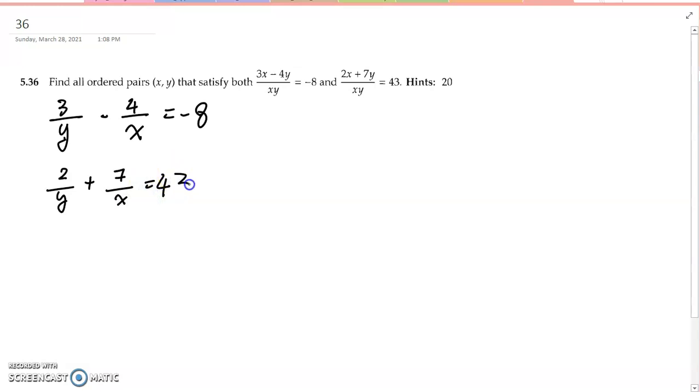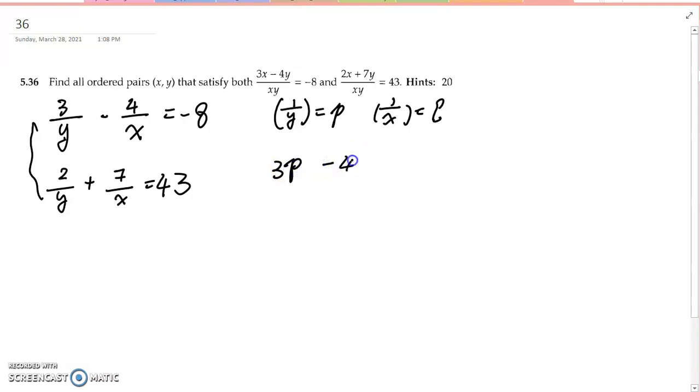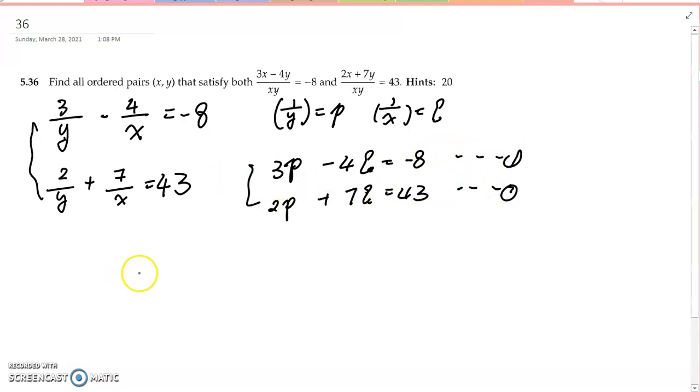43, right? In this case, 1 over y is a variable, for example we use p, and 1 over x is another variable, we use q. Then it becomes a linear equation: 3p minus 4q equals negative 8, then 2p plus 7q equals 43. Okay, so equations 1 and 2. Let's solve this one.